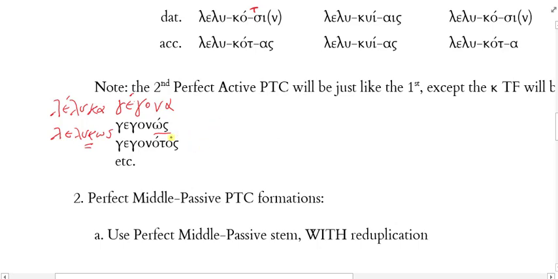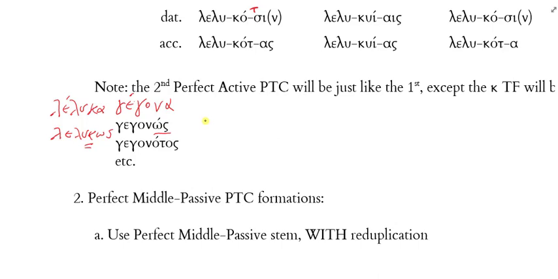Okay. Otherwise, the perfect forms will be exactly the same as the other forms that we've seen, just missing the kappa. So gegonos, gegonatas, gegonati, and so forth. Okay. So whatever verb has a second perfect active in the indicative mood will have a second perfect active participle. You won't all of a sudden have a switch there.